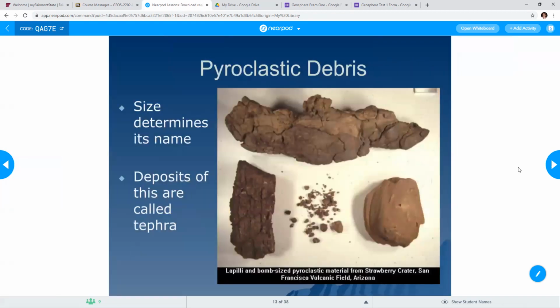But I digress. All right, so pyroclastic debris. Lapilli is just like little cinders. And then bombs are just the bigger stuff. It's also called tephra. It's just another name for the debris. So tephra, pyroclastic debris, it's the same thing.